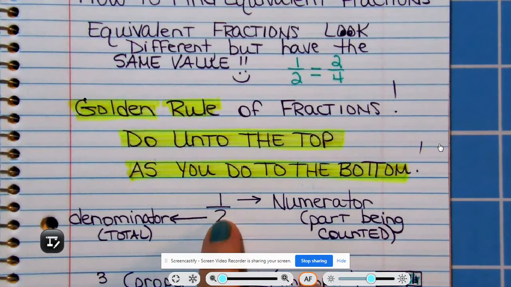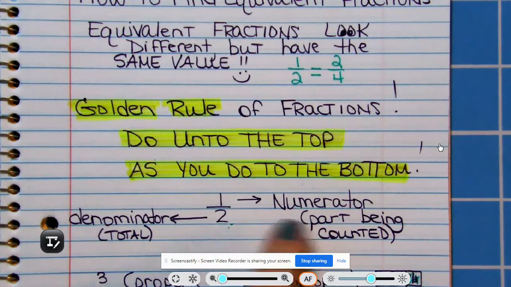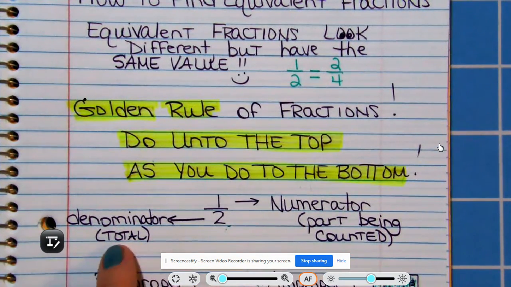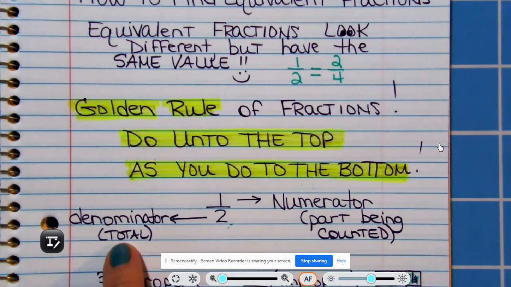In the fraction 1/2, or in any fraction, your top number is the numerator. That is the part being counted. The bottom number is the denominator, down. Okay, that is your total. That is your in all. And these are equal pieces. So this would be 1 out of 2 pieces.